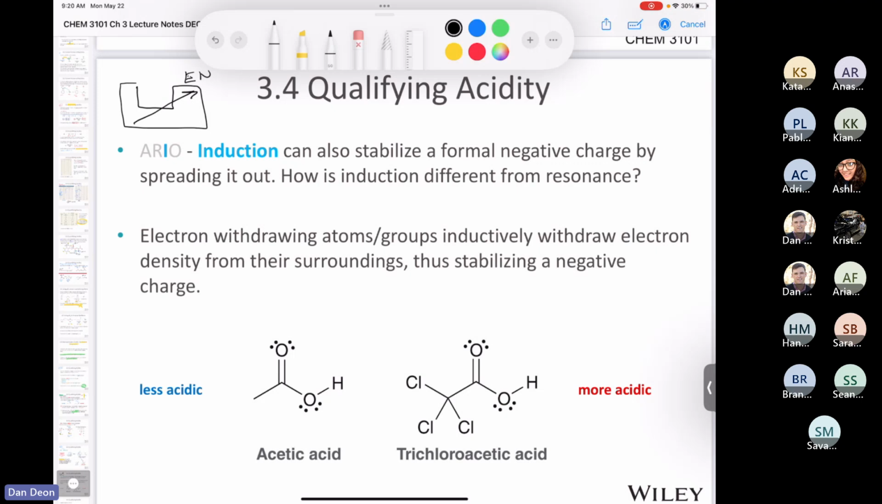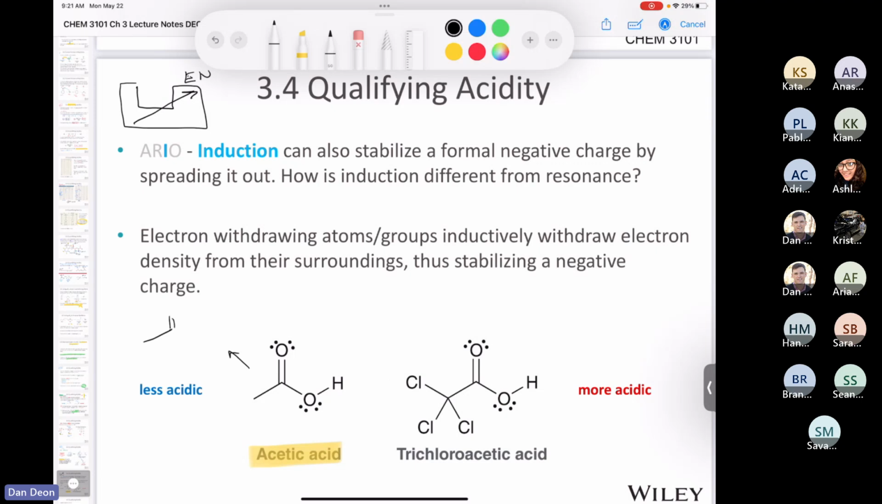So if you were to compare these two acids, this one down here at the bottom, this is acetic acid, and next door to it is trichloroacetic acid. If you look at their conjugate bases, if you were to try to say, is this more acidic or this one? Well, they gave you the answer here on the slide. But if you look at their conjugate bases, right?